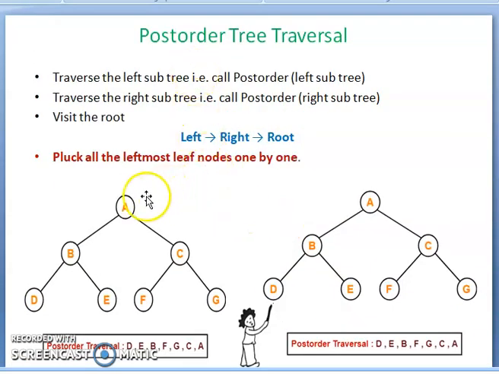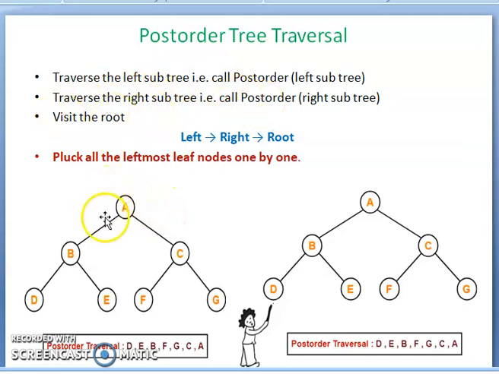Whereas in post order, the root is always at the end. This is the post order. That's why you traverse the left subtree, and once the left subtree is over, then you traverse the right subtree. Once the left subtree and right subtree are over, then only you visit the root.